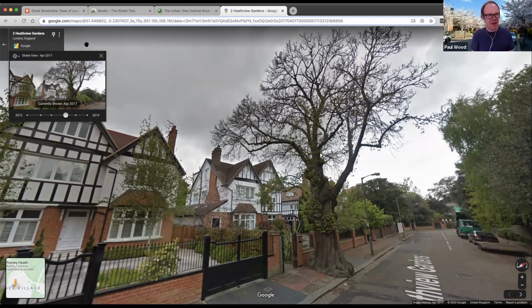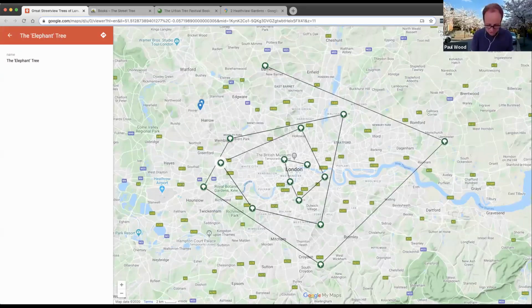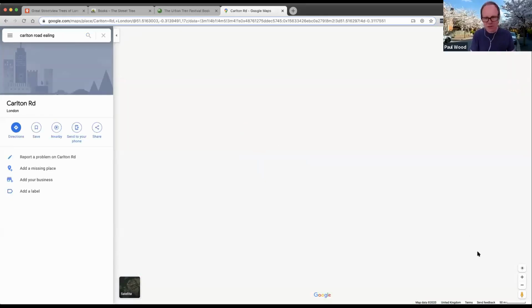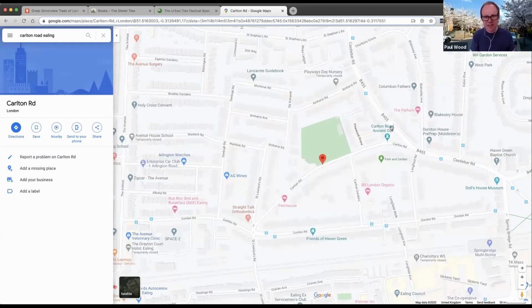Just going to go back to the map and let's see where we are. So we're going to go back to Ealing is the next one, and we're going to go to, I think it's Carlton Road in Ealing. And this is another fascinating tree. Let me move this on for you. So here we have it. It's even marked on Google Maps there. It says the Carlton Road Ancient Oak.